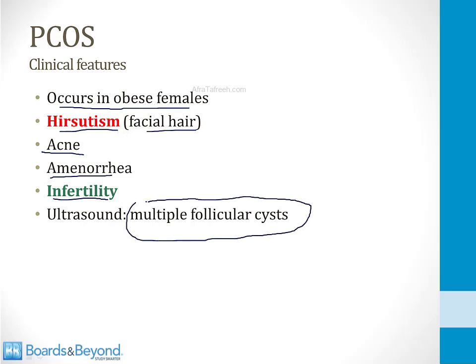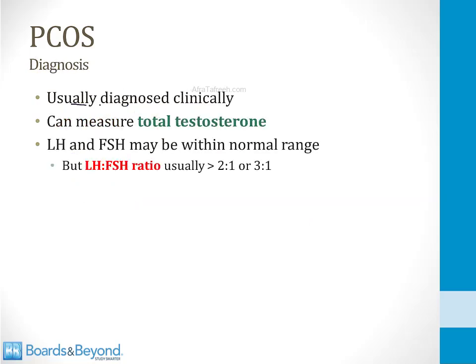These are follicles that fail to develop normally, and this is how the disorder gets its name, polycystic ovarian syndrome. This disorder is usually diagnosed clinically. It's usually fairly obvious when you meet an obese woman who has hirsutism and acne.